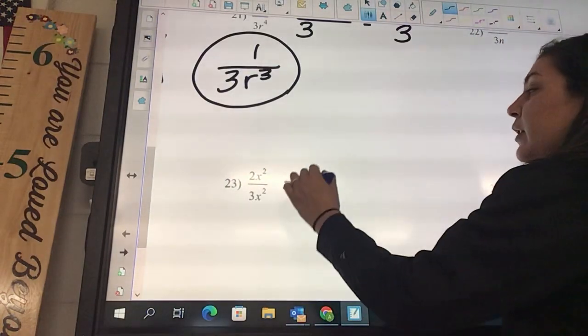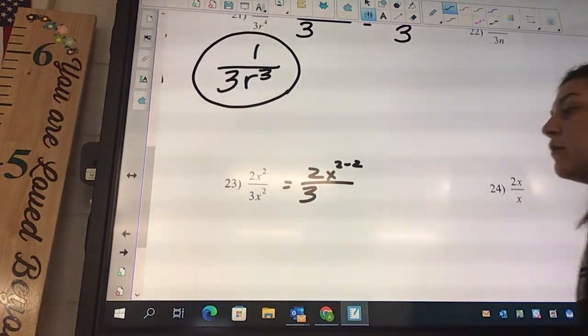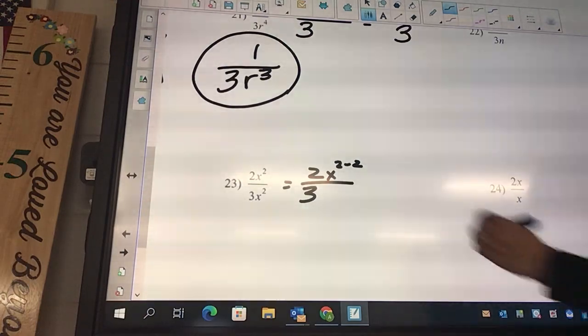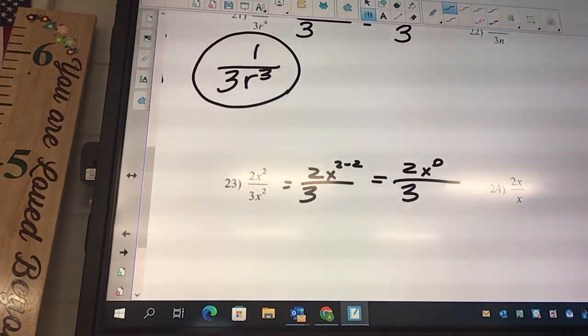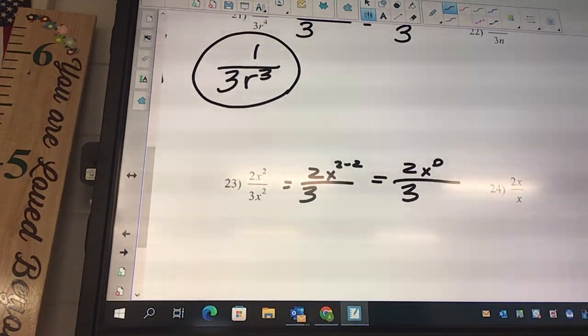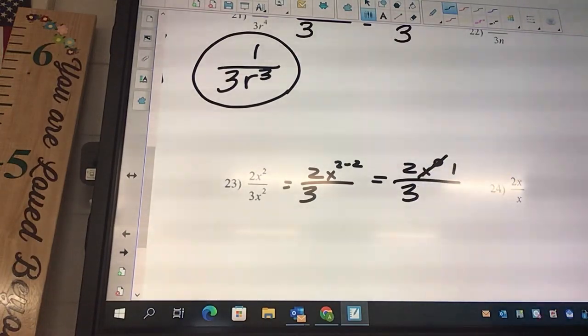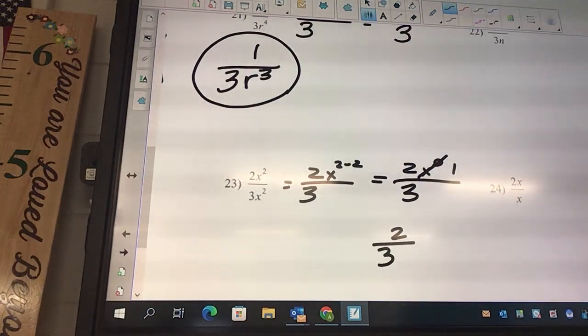Okay, 23, put your big letters. And it's going to be x to the 2 minus 2. What is 2 minus 2? 0. So you got 2 over 3, x to the 0. Okay, that's going to be a 1, or it does what? It cancels. If you change it to a 1, then you have to multiply the 2 times 1, which is still going to be 2 on the top and 3 on the bottom. So it's almost easier to just cancel it out.